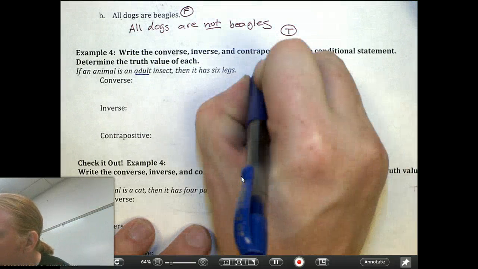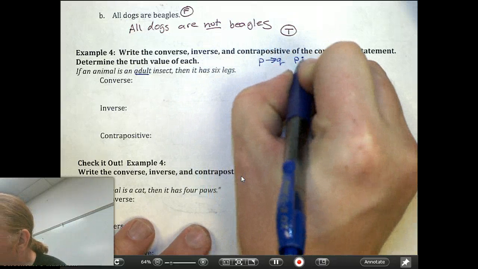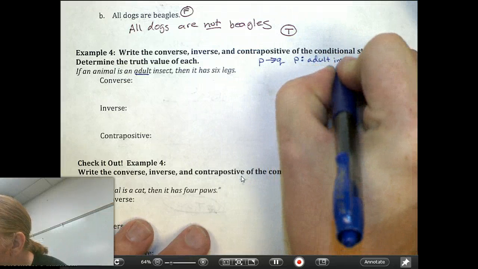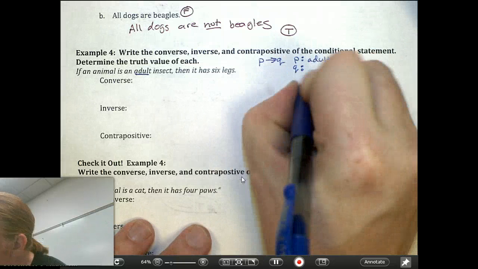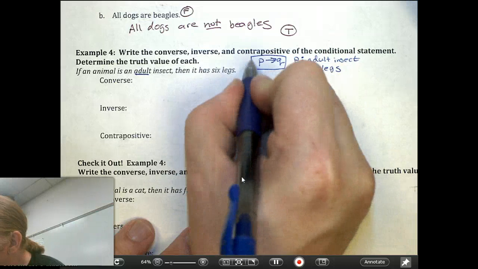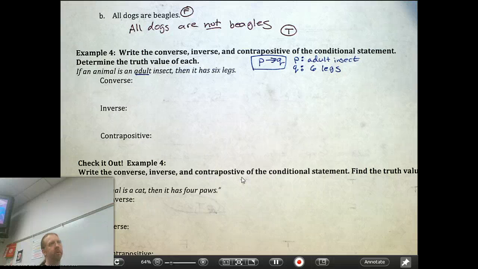Also, when we write that as if P, then Q, we're saying that P is adult insect, Q is having 6 legs, and then I can write if P, then Q. That's my initial conditional statement. If it is an adult insect, then it has 6 legs. That's where this conversation's starting.